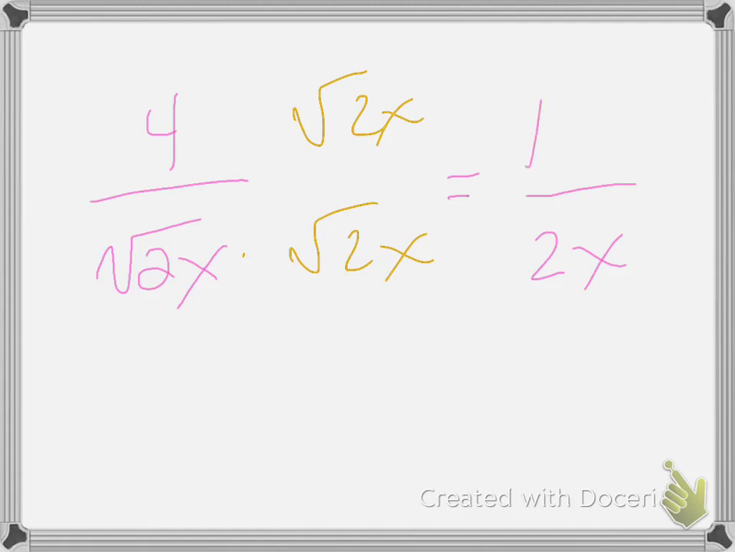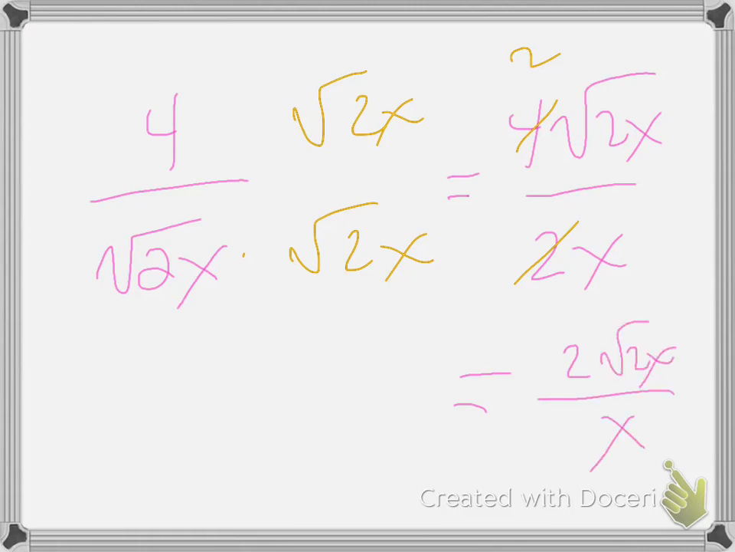Now on the top we have 4 times the square root of 2x. What happens here though is, I can reduce that just a wee bit by canceling out 2. So the final answer is 2 square root of 2x all over x. Can't cancel those x's out because one's under the square root and the other one isn't. And that's about all you can do with it. Let's move right along.